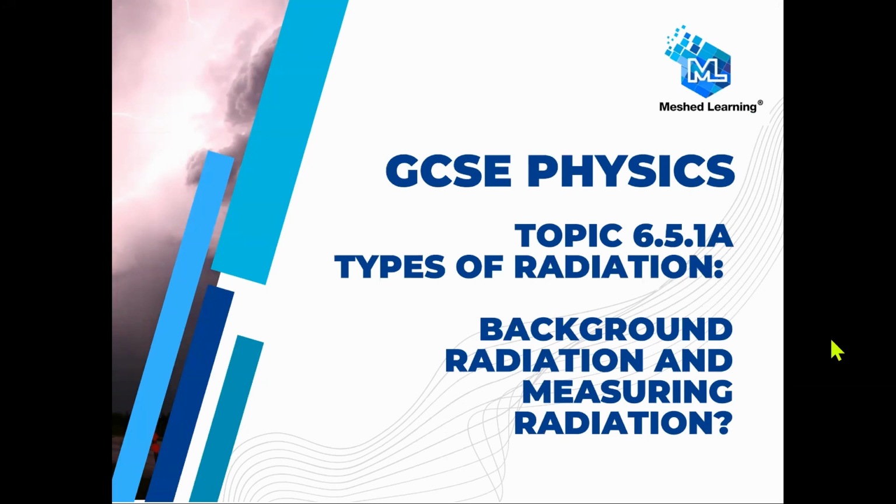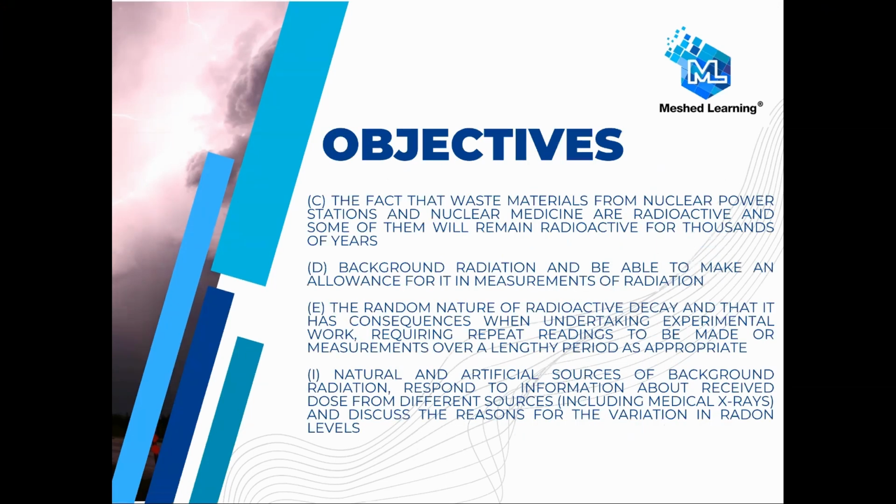Welcome to GCSE Physics, topic 5.1. We're calling this A because this is about types of radiation, and it's the first lesson on background radiation and measuring radiation. So we've got these objectives here.